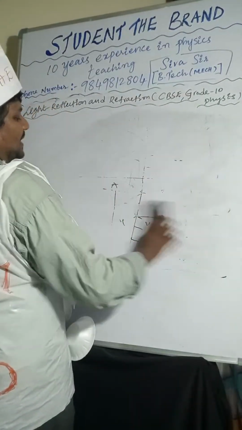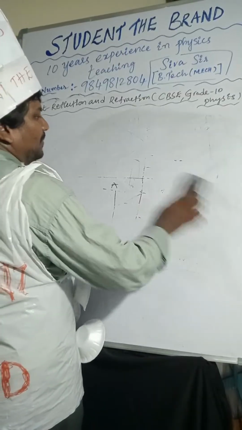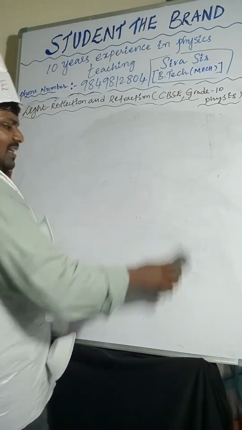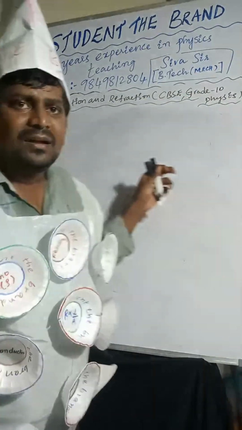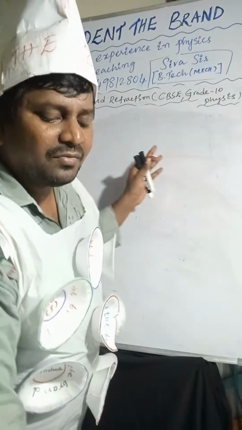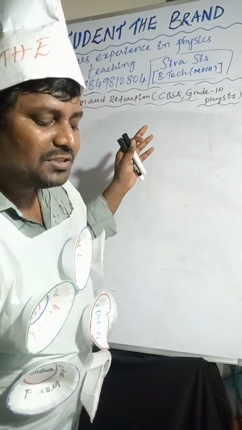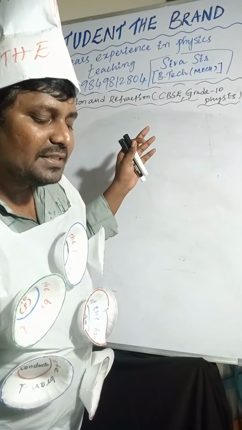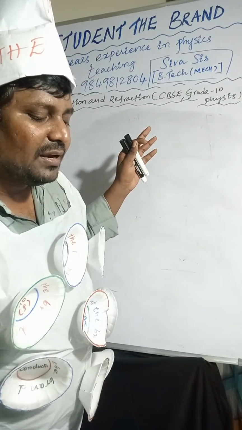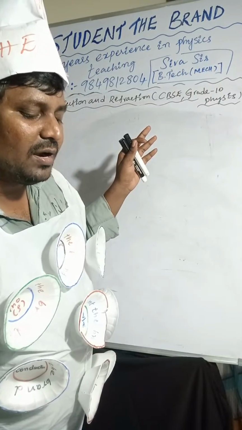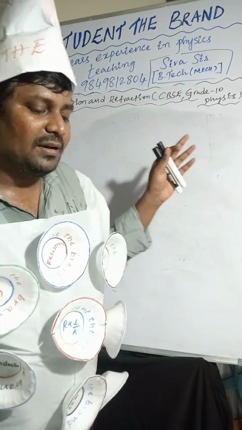So, mirrors. Spherical mirror. The mirror which is in the form of a curved surface is called a spherical mirror.